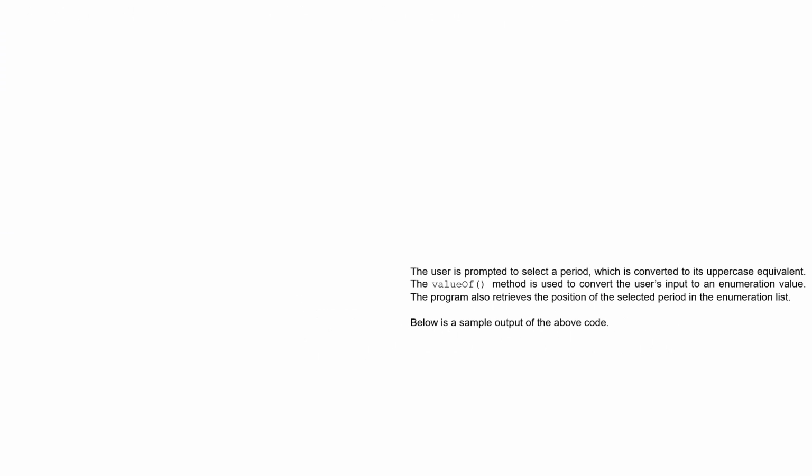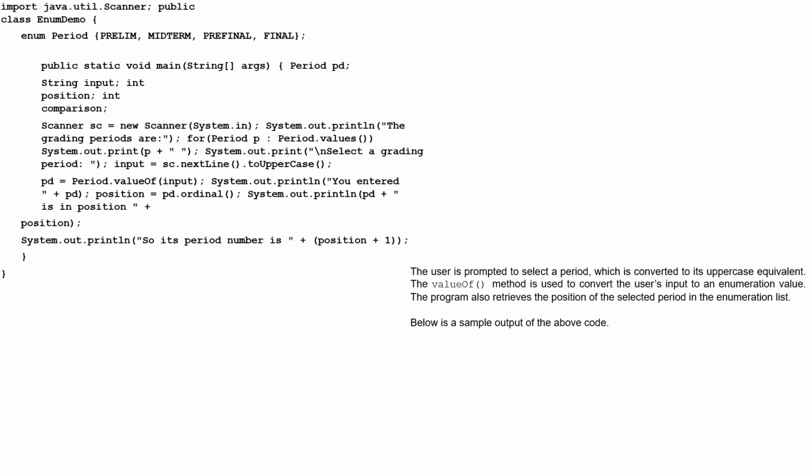The user is prompted to select a period, which is converted to its uppercase equivalent. The valueOf method is used to convert the user's input to an enumeration value. The program also retrieves the position of the selected period in the enumeration list. Below is a sample output of the above code.